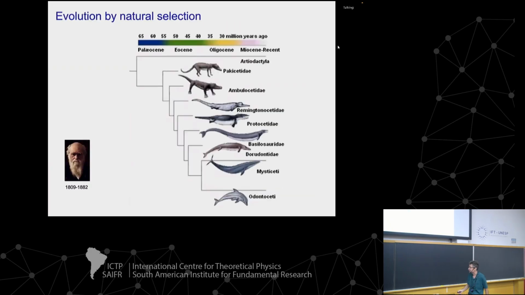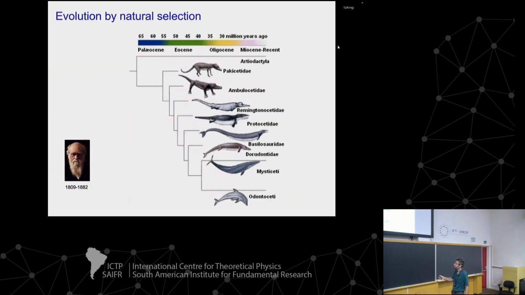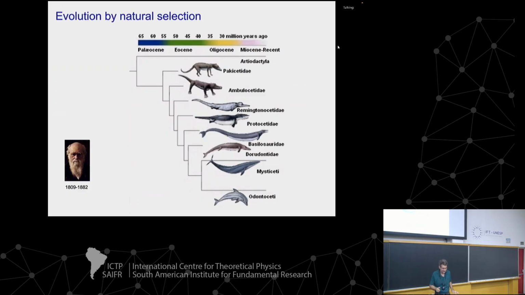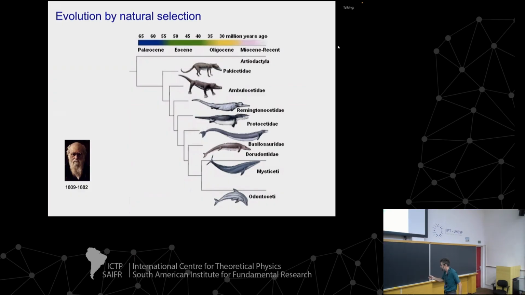And his evolution by natural selection. So I know you are all familiar with this, but I would like to review this process just to stress three main ingredients that are always present in this type of process. So here I'm illustrating the evolution of the whales from a land mammal to a sea mammal. And so how does that work?